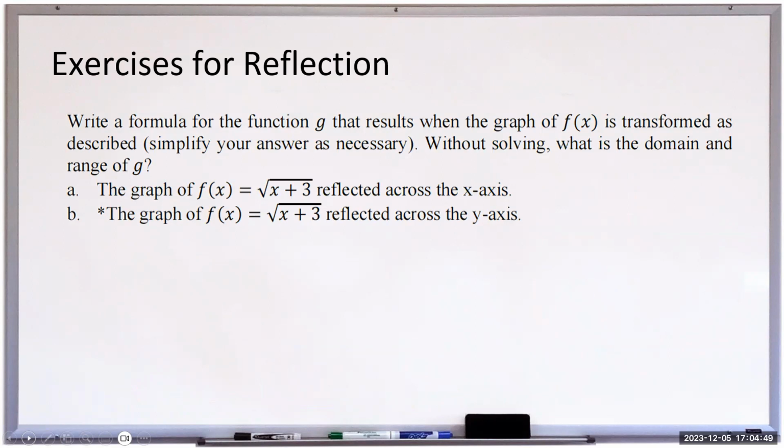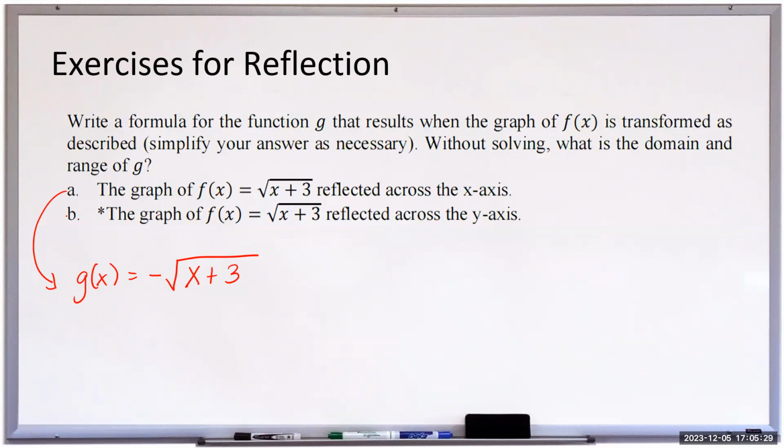Next item, write a formula for the function g that results when the graph of f of x is transformed as described. And without solving, what is the domain and range of g? Okay? So again, for letter A, the parent function is f of x, and it will be reflected about the x-axis. So ang magiging itsura ng g of x natin ay nasa labas yung ating negative sign. So negative square root of x plus 3. Okay?